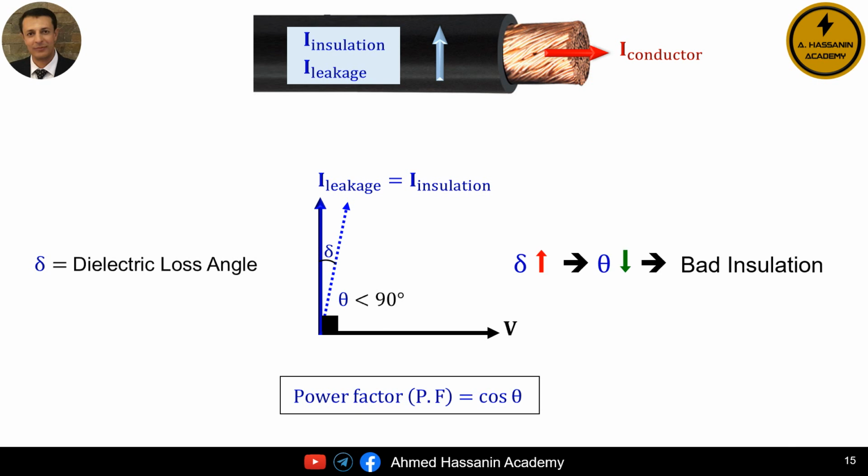Therefore, the greater the percentage of impurities or contaminants present inside the insulating material, the greater the value of the angle delta will be. Conversely, if all impurities and contaminants are removed from the insulation, this will mean reducing the value of the angle delta and increasing the value of the angle theta until we reach the ideal case where the angle delta equals 0 degrees and the angle theta equals 90 degrees. This is the ideal condition for insulation or for capacitor insulation in general.